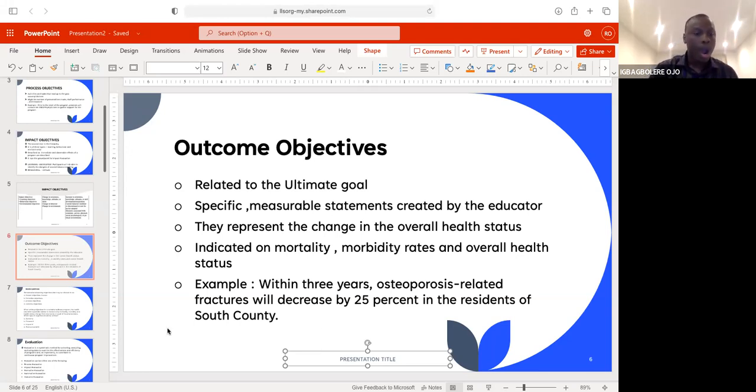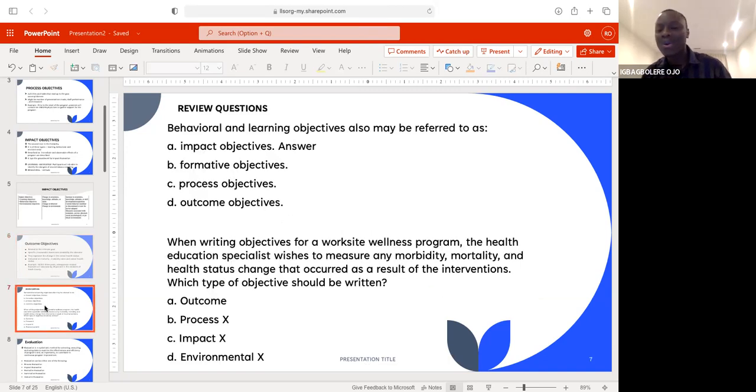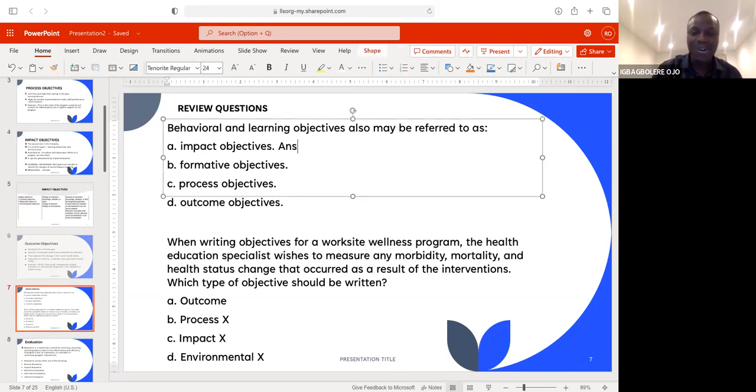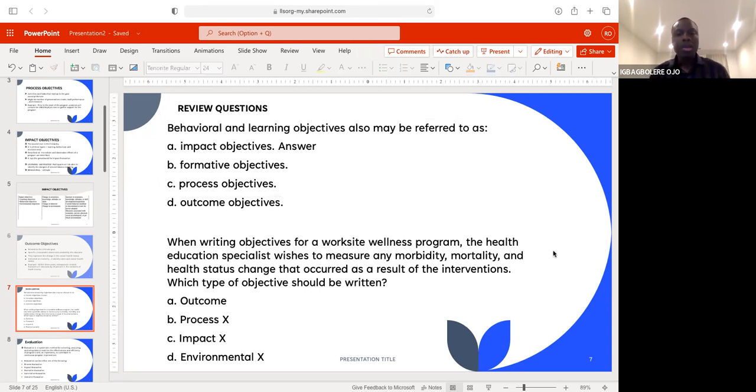All right. Now, let's take a quick look at 2 questions quickly. And I'm sorry, I already included the answer, so let's see. Question number 1, it's the answer, either way. Question number 1. Behavioral and learning objectives may also be referred to as what? And these are CHES questions. I didn't manufacture these questions. They are past CHES questions. So, behavioral and learning objectives also may be referred to as what?